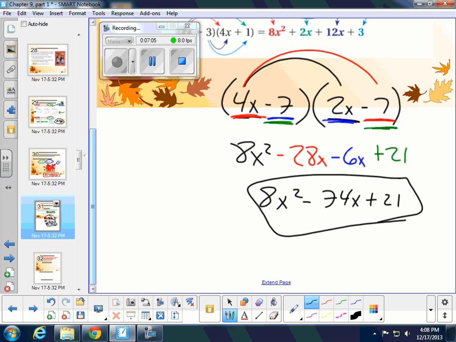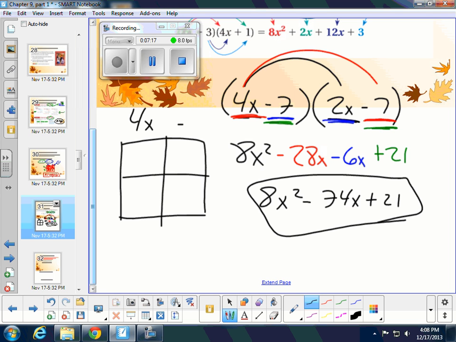Is this any different than what I would get with the table method? No, I would get the exact same answer. I can even show that up here briefly too. Say I wanted to multiply these two binomials together with the table method. I'd have 4x and the minus 3 on the top, let's say, 2x and minus 7 along the side. In each box, I would put what I get when I multiply that row and that column together. So here I would get 8x squared. In the top right, I get negative 6x. In the bottom left, I get negative 28x. In the very bottom right, I get positive 21.